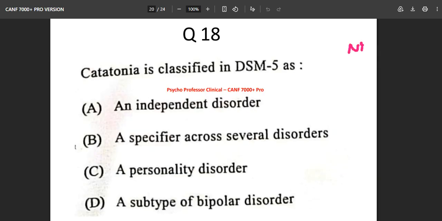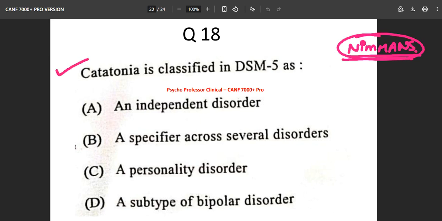Oh yes, if you want to give the NIMHANS entrance, you need to do all these things on your own. And yes, if you're watching my video, it is good, and make sure to read all the things. They have been taken from the books only. It's not like that.